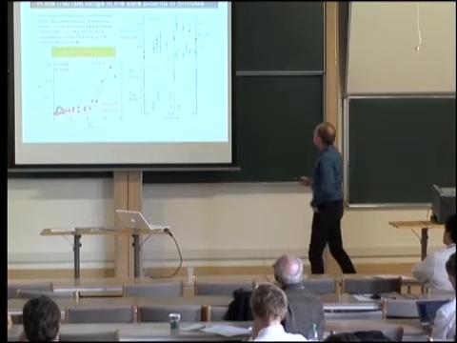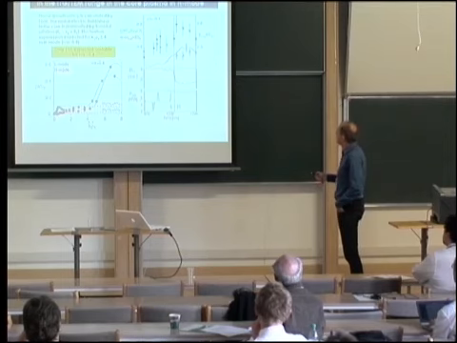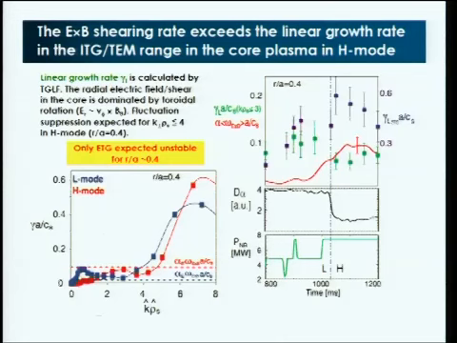This shows now the time evolution of the E cross B shear across the LH transition. This is the beam power step to about 7 megawatts that induces the transition. Here's the H alpha trace again. And this is from linear stability calculations now the maximum growth rate normalized by a over c_s in the ITG TEM range, and then in blue in the ETG range. And notice that there's a different scale here. So the ETG growth rates are of course always much higher than the TEM ITG growth rate.